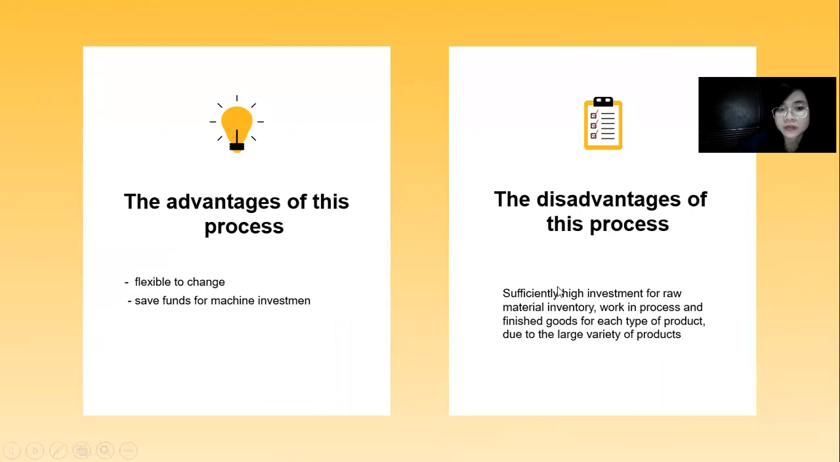From the previous slide, we can conclude that the advantages of this process are flexibility to change and saving funds for machine investment. The disadvantage of this process is sufficiently high investment for raw material inventory, work in process, and finished goods for each type of product due to the large variety of products.